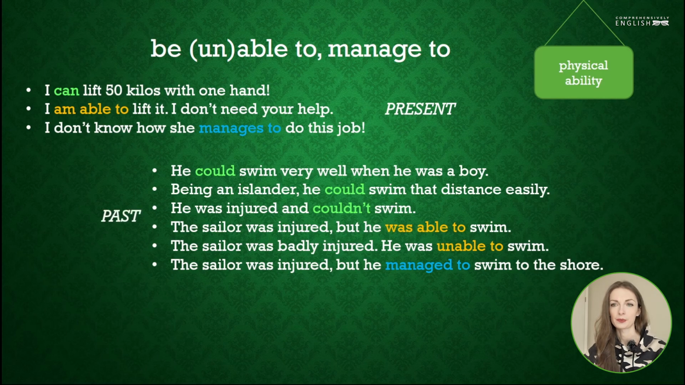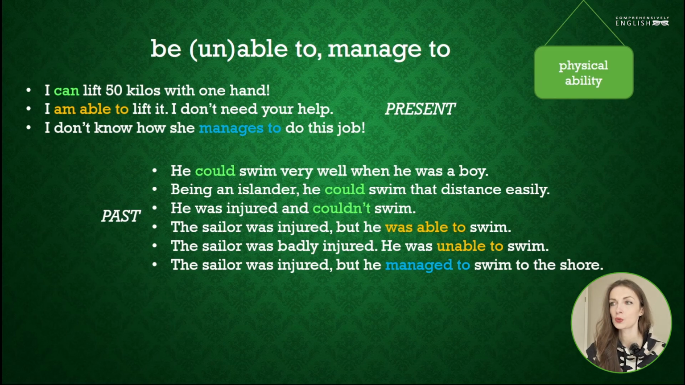Then the past. He could swim very well when he was a boy. Being an islander, he could swim that distance easily. He was injured and couldn't swim. The sailor was injured, but he was able to swim. The sailor was badly injured. He was unable to swim. The sailor was injured, but he managed to swim to the shore.